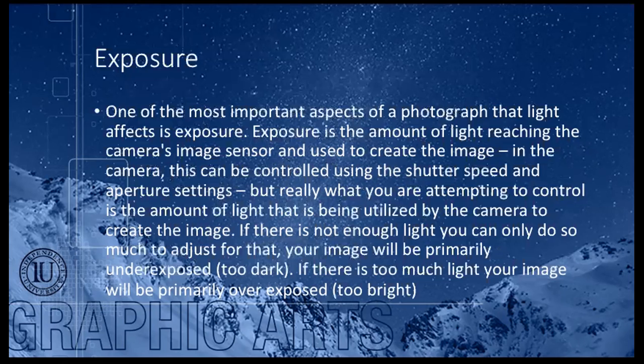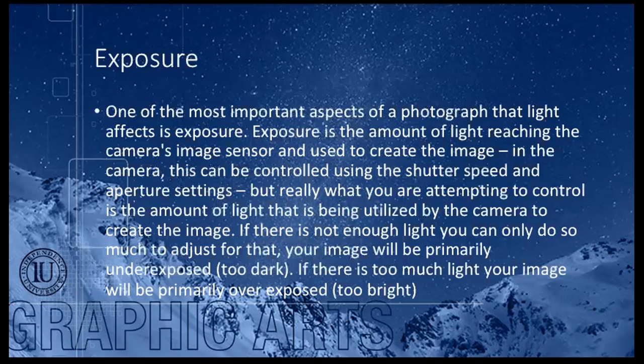Light affects exposure, and exposure is the amount of light reaching the camera's image sensor and used to create the image. So in the camera, this can be controlled using the shutter speed and aperture settings. But really what you're attempting to control is the amount of light that is being utilized by the camera to create the image. If there's not enough light, you can only do so much to adjust for that.